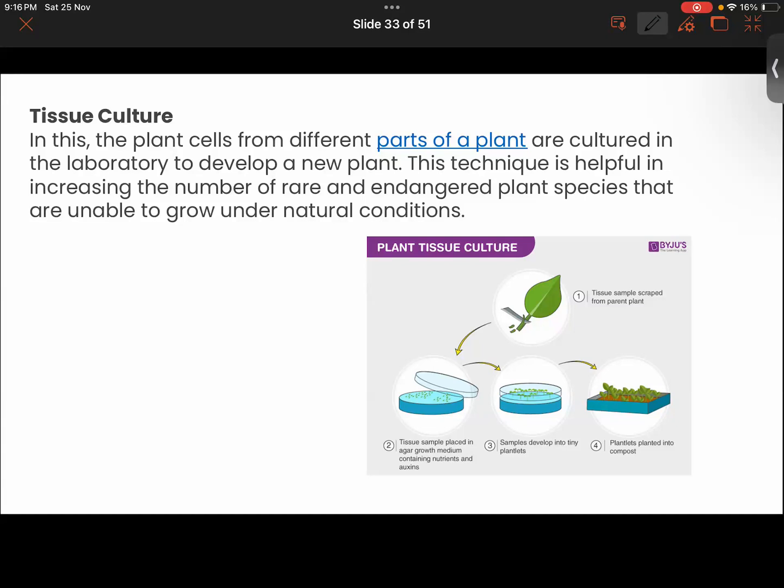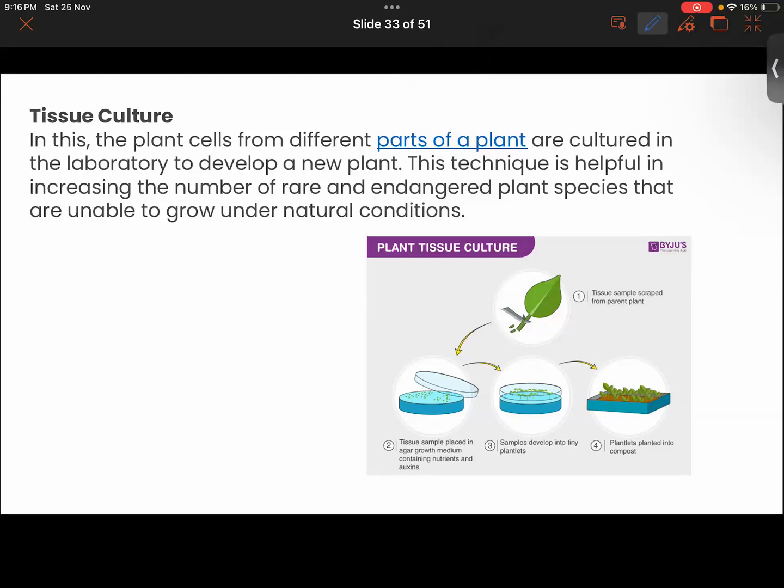Look here, tissue culture. In this process, we are first cultivating plant cells. Like the tissue, they are grown in a laboratory. Exactly. Tissue culture, tissues that are grown in a laboratory. We don't do tissue culture for every kind of plant, only for those plants that are endangered species, that are on the endangered list. For those plants, tissue culture is done.